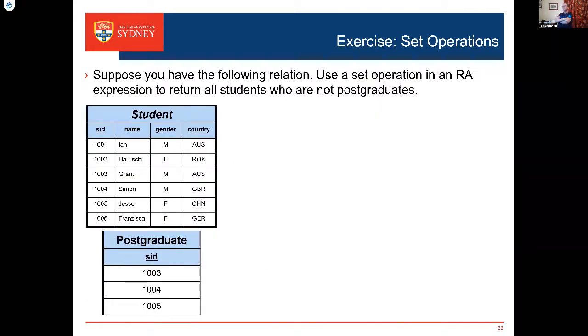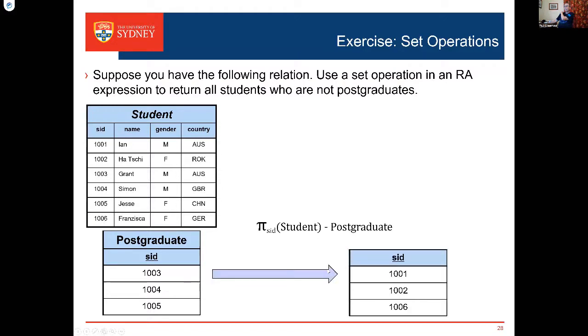So we've got two relations here, student and postgrad, and I want to use a set operation to return all students who are not postgrads. They've got SID in common, so that's good. So the schemas are compatible. So if I take the projection of student, which is just the student ID, so now I've just got this column as a table in its own right, and subtract from that the postgrad table, then I'll keep that one, and that one. 1001, 1002, and 1006. Okay.